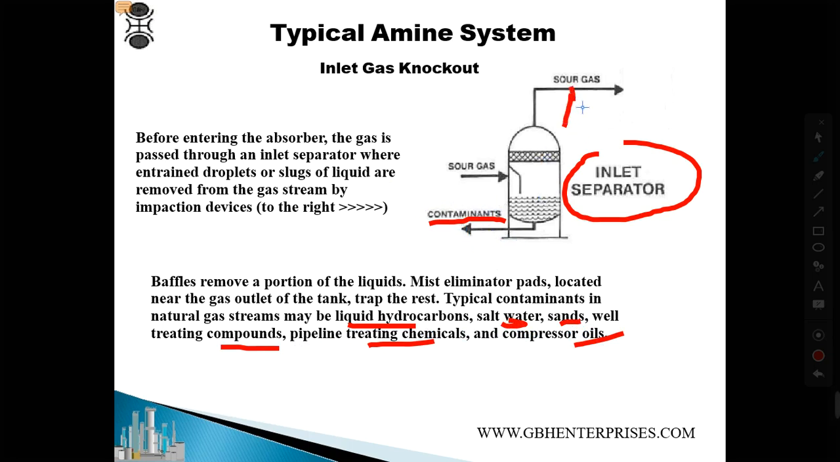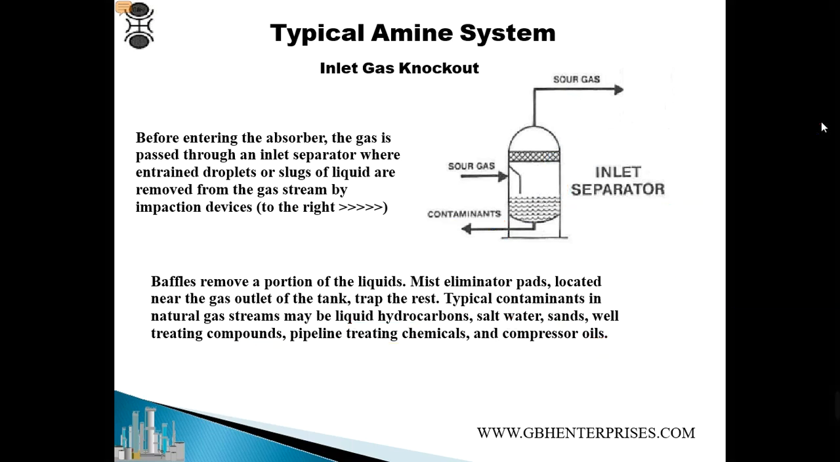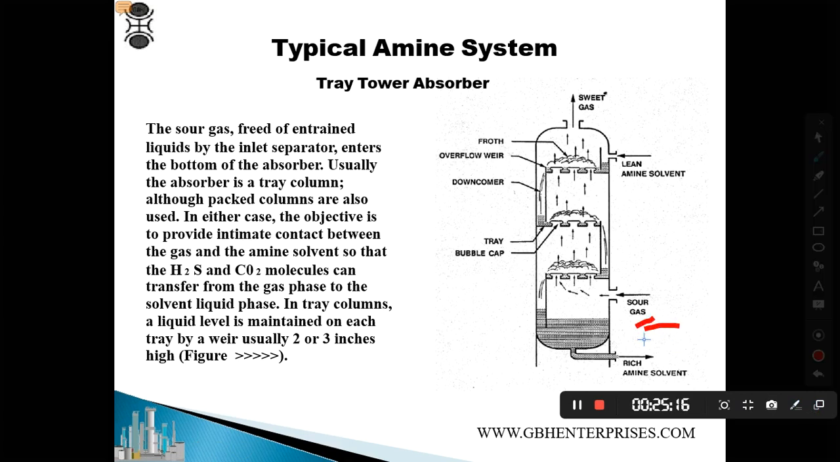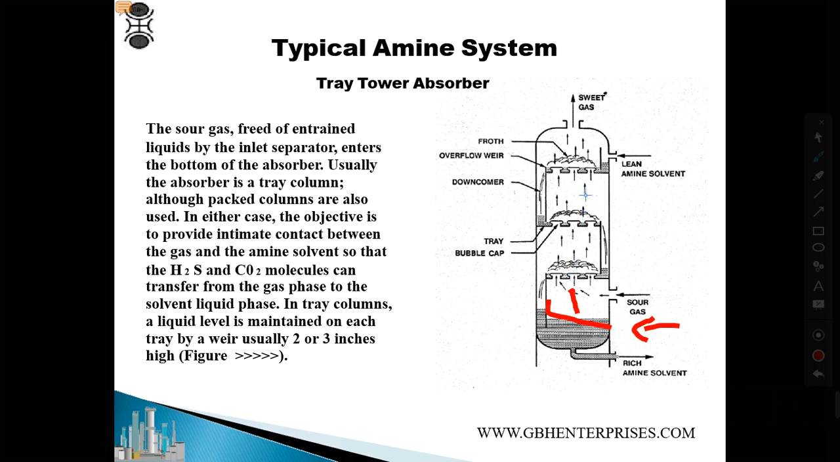Then the sour gas goes there. Remember, the sour gas is the one which has H2S and CO2. Then we have the typical amine tower. And in the amine tower, what is happening here? The sour gas is coming from the downside and goes up as you see this arrow, and the lean amine is entering from here and going down. Sour gas is going up. They meet each other. After they meet, there is a chemical reaction, and the sweet gas goes out, and the rich amine goes out from the bottom for further processing. So these are the rich amines.